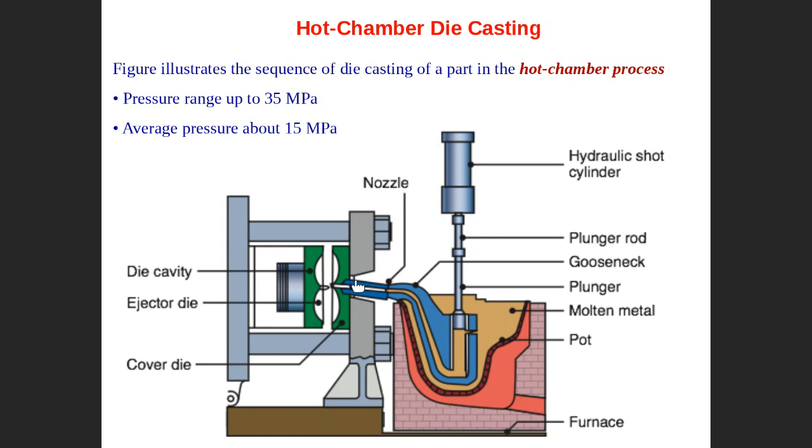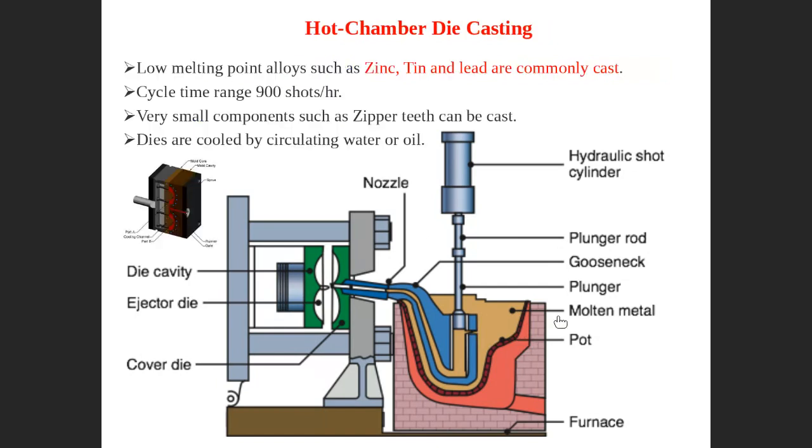While it solidifies, you open the mold and take the part out, and you repeat the process several times. This is a very fast process, I mean a mass production process. We call it hot chamber, and it is a mass production process. It can produce up to 900 parts per hour. It's very good actually, a very fast production rate. Smaller products can be produced, and bigger products can be produced too.